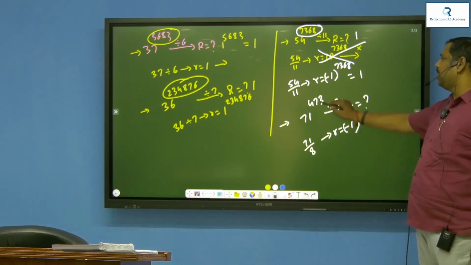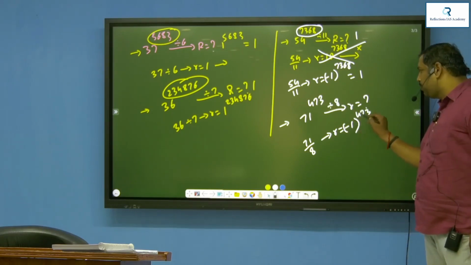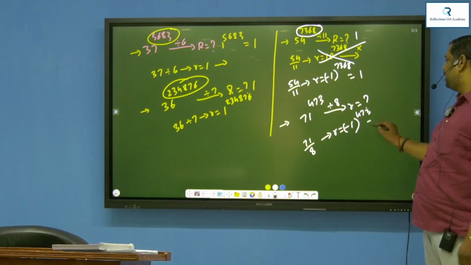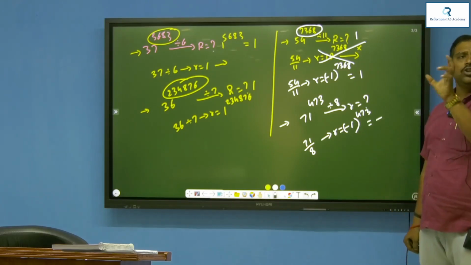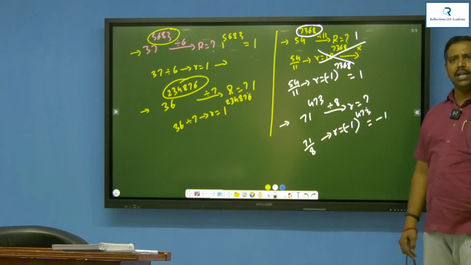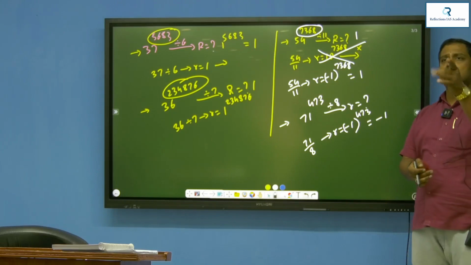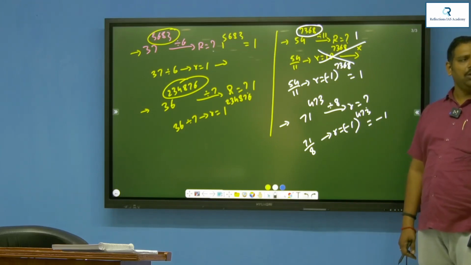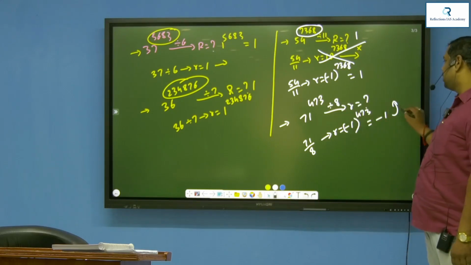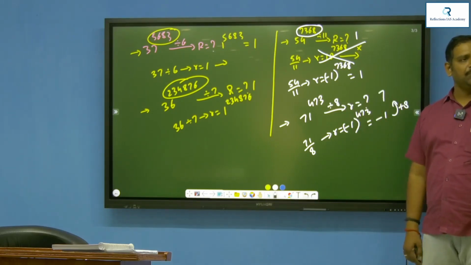Now what should I do? Minus 1 whole power 473. Negative number power odd number, will you get a positive number or negative number? Negative number. So I am writing minus. Coming to the numeral value, 1 power 473 means 1 only. Yes or no? What you got as a remainder, minus 1, will it be the final answer or not? It will not be the final answer. Then what should I do? I have to add the divisor, that is 8. So what's the answer? 7 is the answer. Do you understand that?